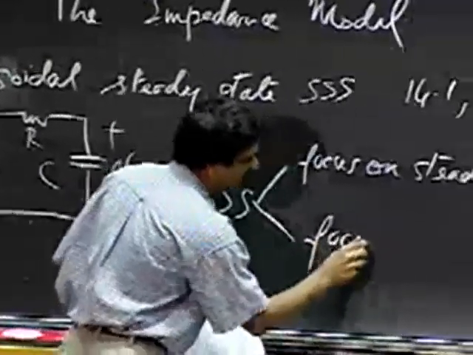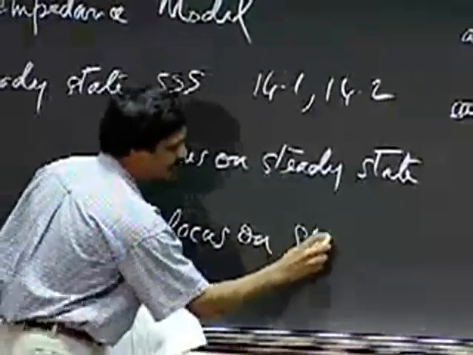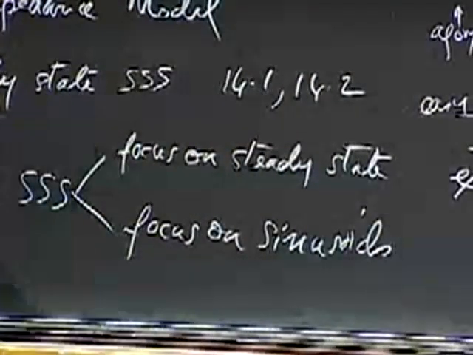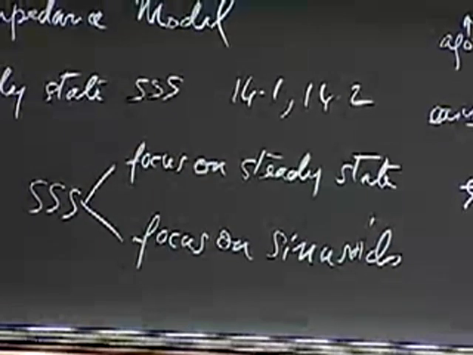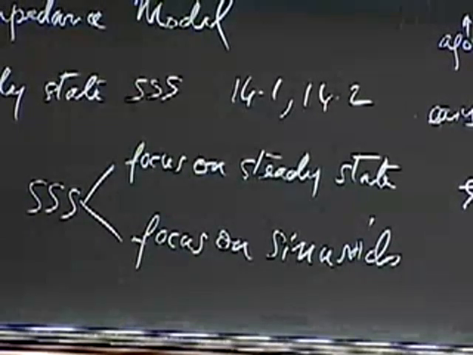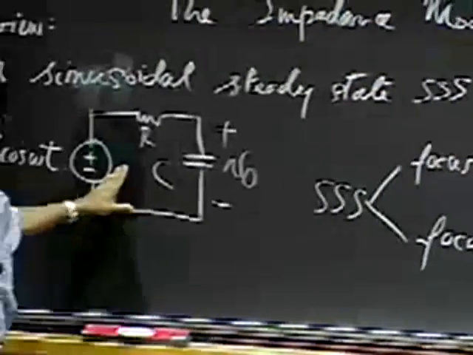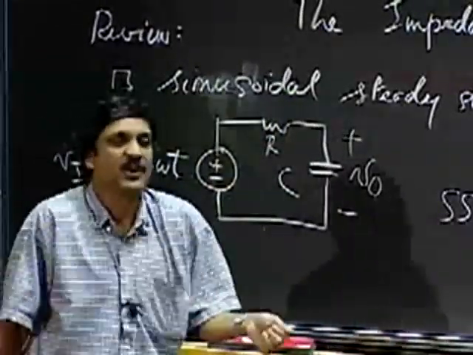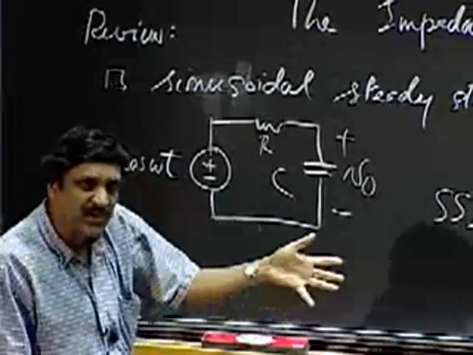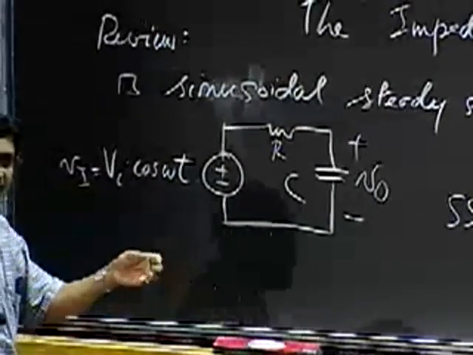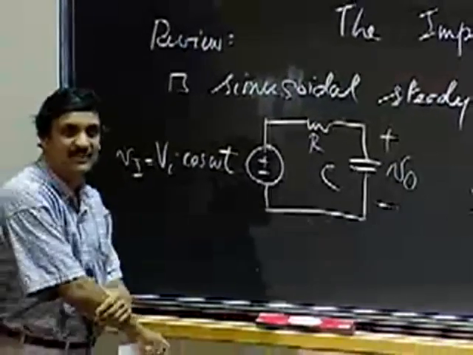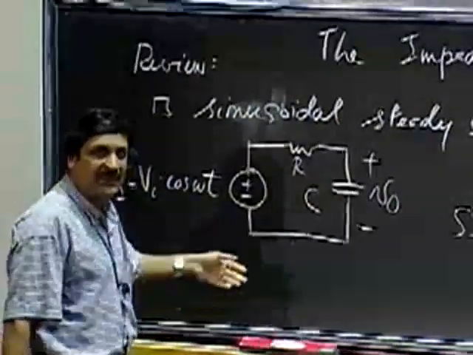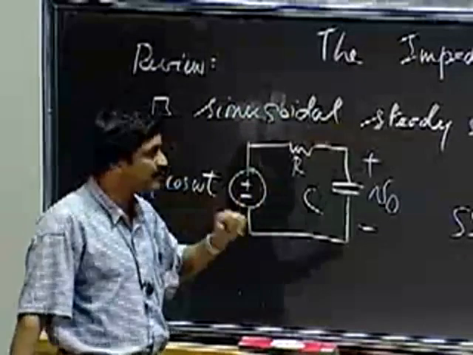And second was focus on sinusoids. The reason for this was that, let's say we did not care particularly what happened when I just turned on my amplifier. When I just turned on my amplifier, oftentimes you see some distorted sound coming out for a few seconds, and then you hear the much clearer sound. That initial part is due to the transient response, and let's say we don't care about that. We care about the steady state.